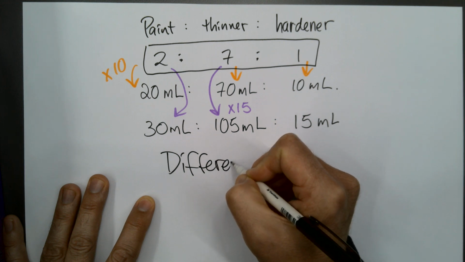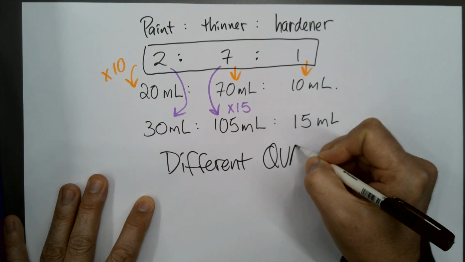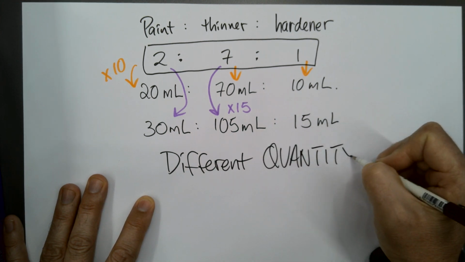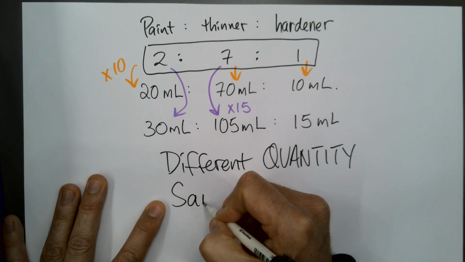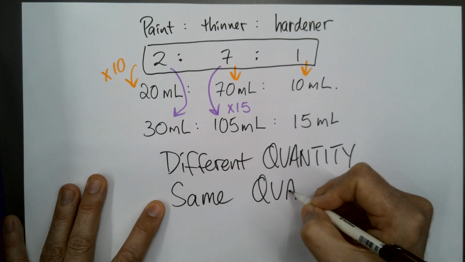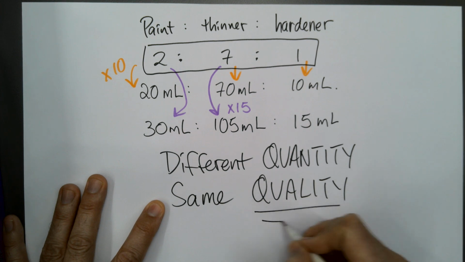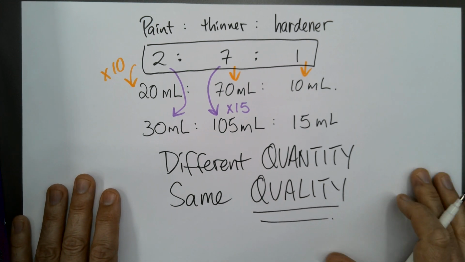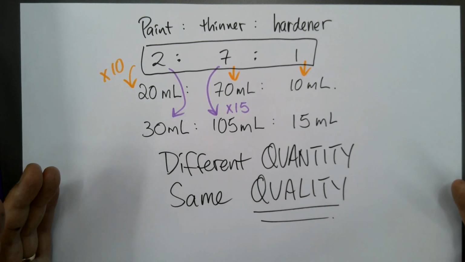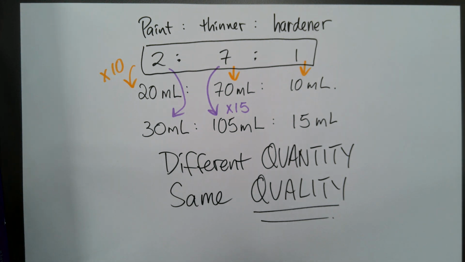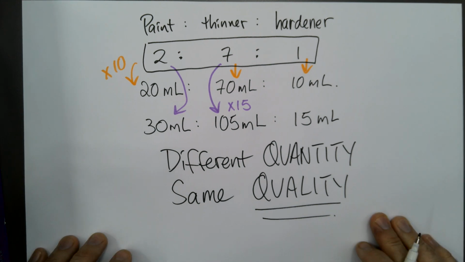So this is what it does. It produces different quantities, but the same quality. That is the big idea with equivalent ratios. You're changing how much stuff you get, but it's the same quality of stuff. It's going to do the same job. Okay? That's what's going on there with that.